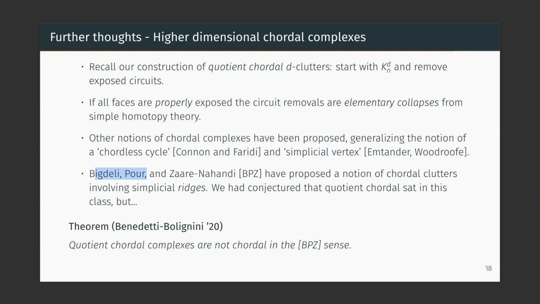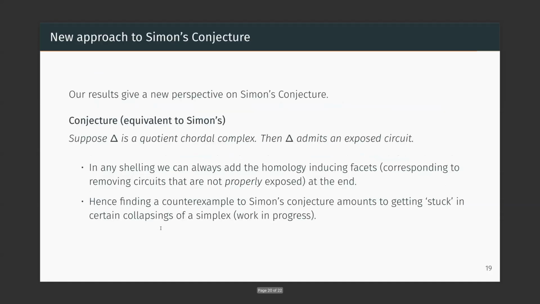But recently last year, Benedetti and Bolognini proved that actually they are not chordal. I should say not chordal in general, right? Of course, sometimes they are, but they're not always. There exist complexes that are quotient chordal, but not chordal in this sense. So anyway, that's kind of a recent development.